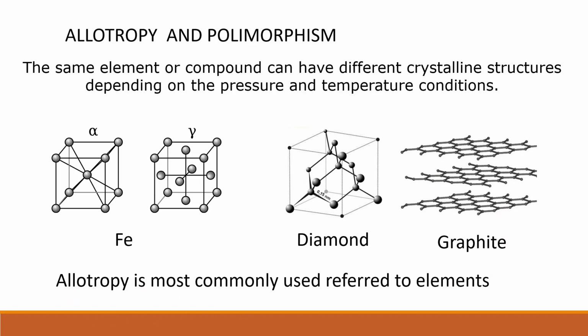The terms allotropy and polymorphism are practically the same. However, when we refer to elements, normally we use allotropy, and when we refer to compounds, it's more common to use the term polymorphism. Okay?